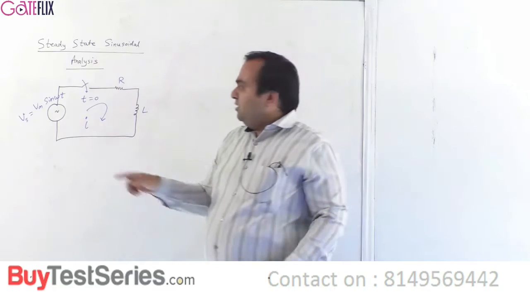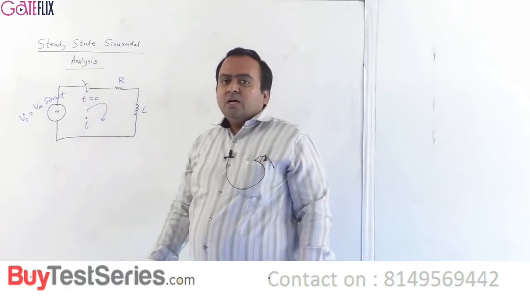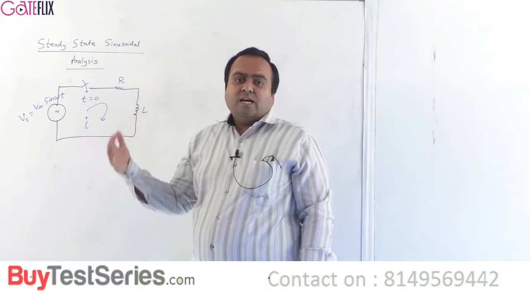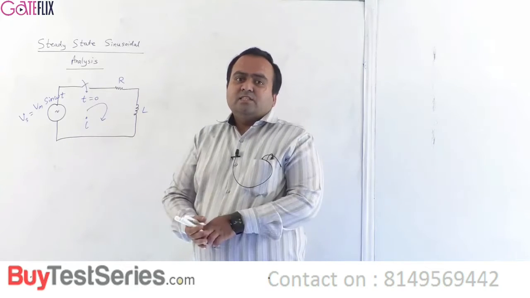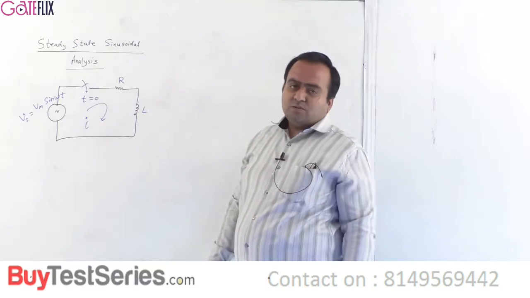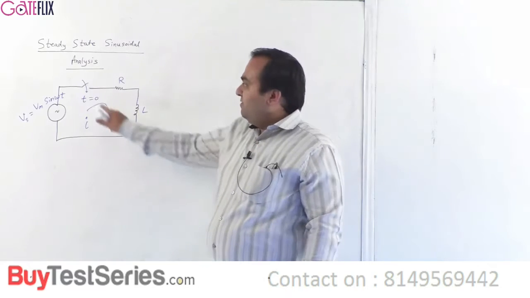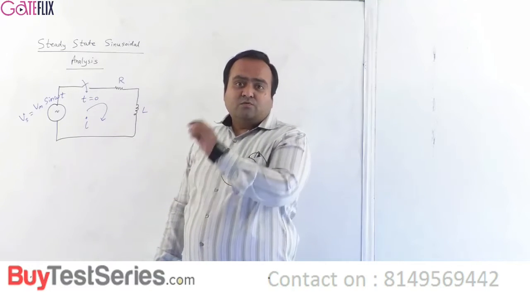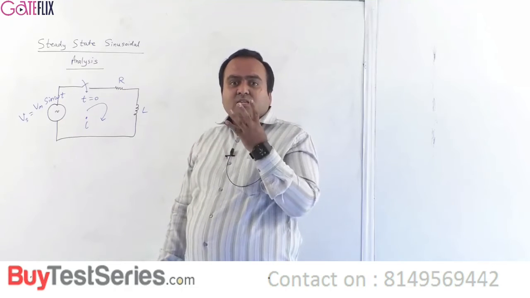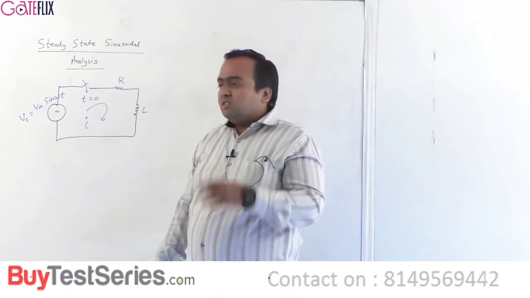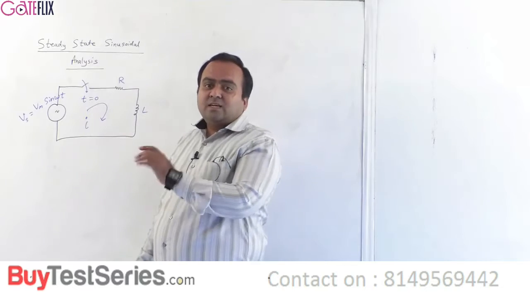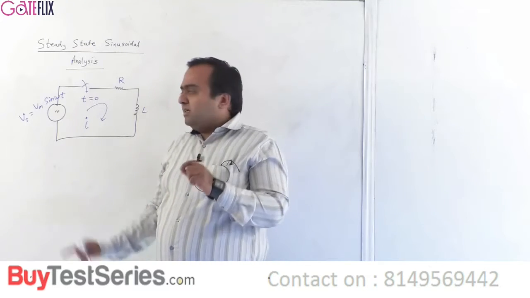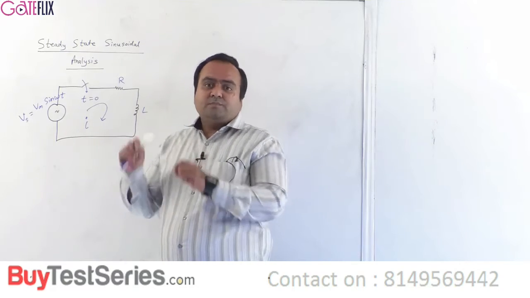Now what happens when you close this switch? This current takes some amount of time to reach its steady state. This you must have studied in your control system course, that when we close the switch at t equal to 0, it will take 4 time constants, 4 upon zeta omega n, that is 4 time constants, for this current to come to a steady state. Once this current comes to a steady state, then this current will be a pure sinusoid.